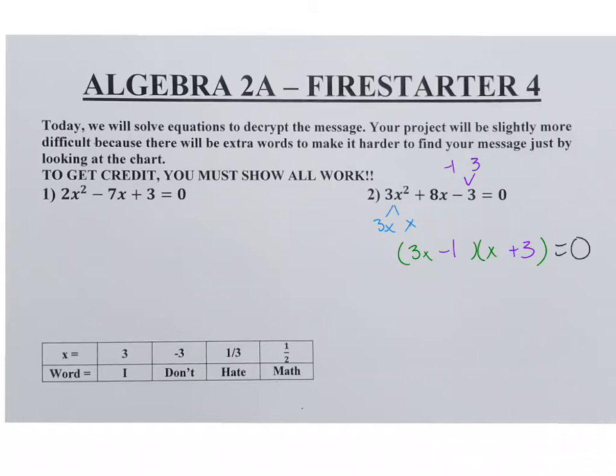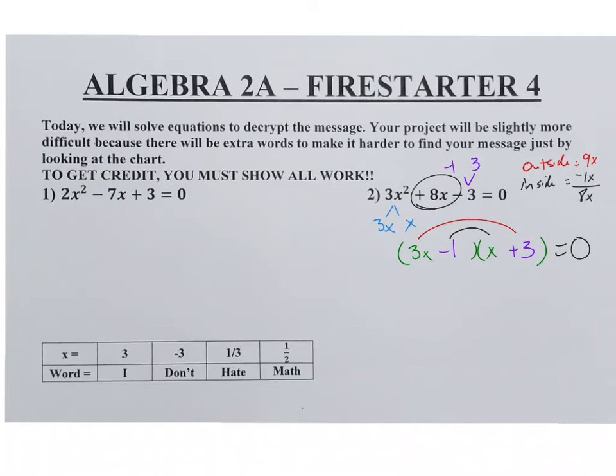Now, I actually have to check and see if this works. So I'm going to do the inside and the outside. I'm going to do the outside. 3x times 3 is 9x. And then I'm going to do the inside. Together that gives me 8x. That's what I want. So this is the right setup.